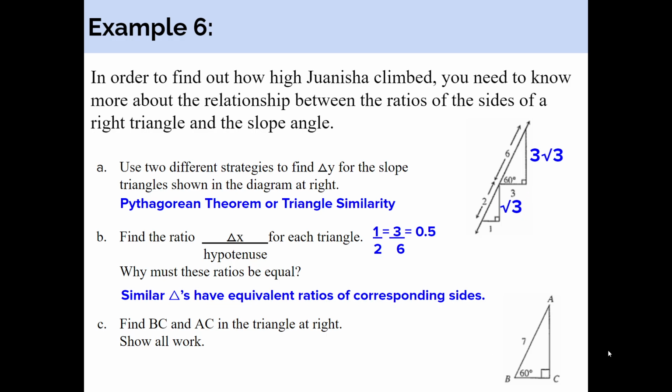All right, so the triangle at the right, we should be able to figure out BC is 3.5. If you remember the 30, 60, 90 triangle, the short leg is half of the hypotenuse. The long leg, you would multiply by square root of 3. So if you do 3.5 times the square root of 3, you should get about 6.062.